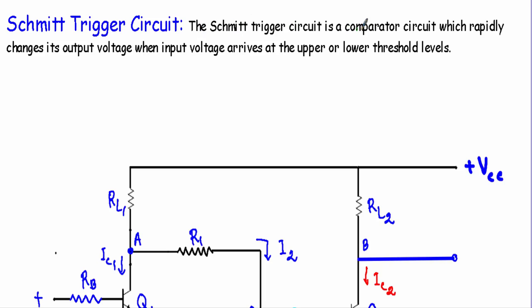The Schmitt trigger circuit is a comparator circuit which rapidly changes its output voltage when the input voltage arrives at the upper or lower threshold level.